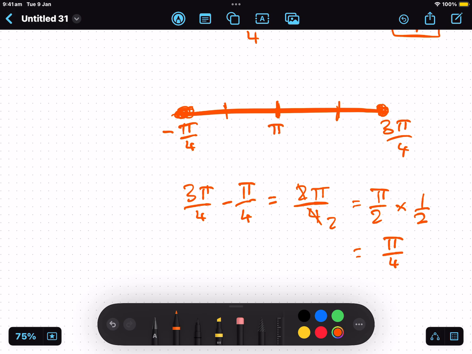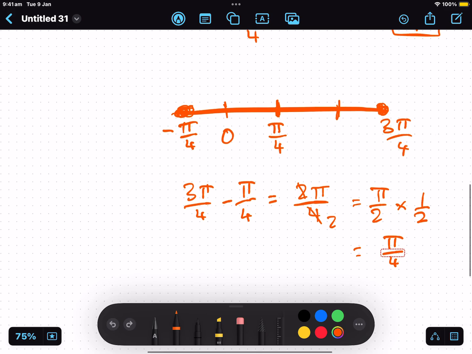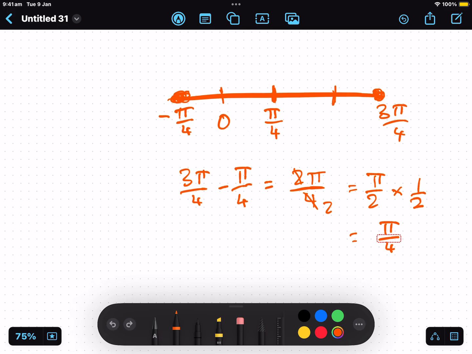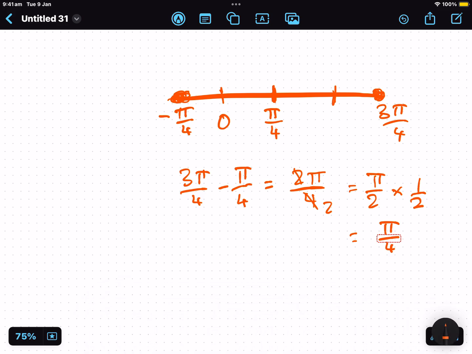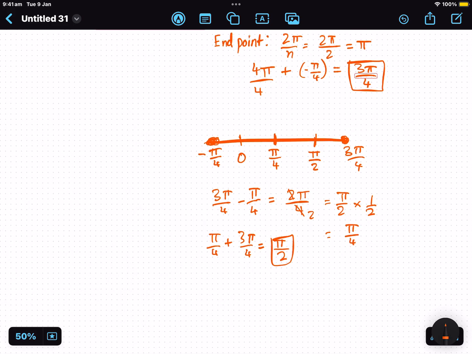So our midpoint is pi on 4 here. Now to find the midpoint of these 2 points, we'll just go negative pi on 4 plus pi on 4, which is 0. 0 divided by 2 is still 0. So that's our 1 point. And then we have to find the midpoint of these 2. So pi on 4 plus 3 pi on 4 is pi. But then we have to divide by 2, so it's pi on 2. So those are our 5 points.